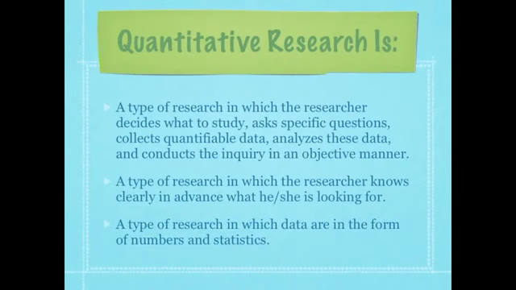Now, quantitative research, again, is a type of research in which the researcher decides what to study. The researcher may ask specific questions, collects quantifiable or number data, analyzes these data, and conducts the inquiry in an objective manner. Notice that phrase, objective manner, because one of the attributes of quantitative research is that the researcher is distantly objective from the problem. No bias is allowed. Quantitative research is also a type of research in which the researcher knows clearly in advance what he or she is looking for.